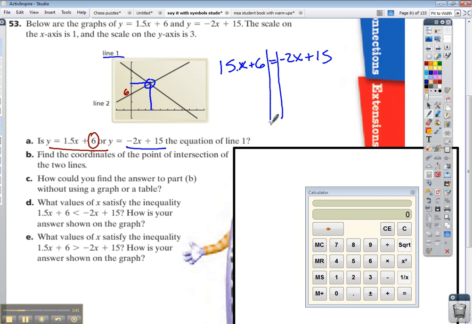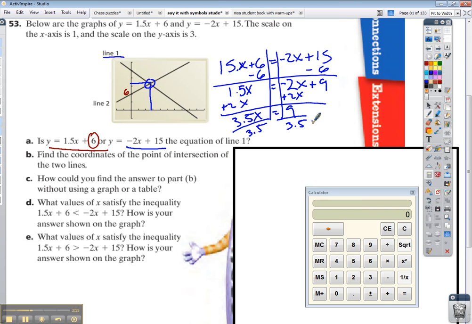So let's solve this. Minus 6, 1.5. Sorry, the board's acting up. 1.5x is equal to negative 2x plus 9. So plus 2x, plus 2x, because that is the opposite of negative 2x. So we get 3.5x is equal to 9. Divide by 3.5, divide by 3.5. So I have 9 divided by 3.5.